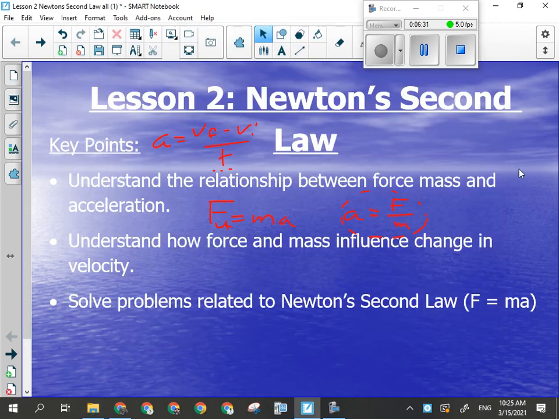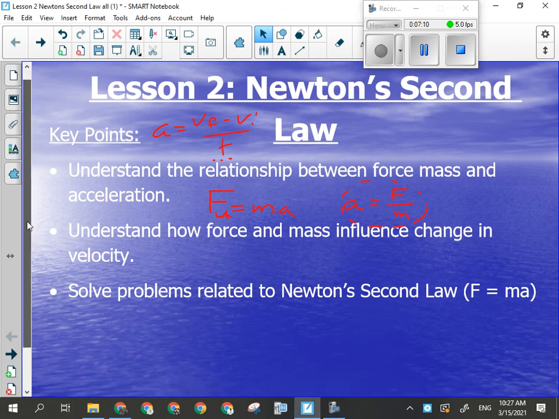All right. So, Newton's second law. The things we have to get out of today: we have to understand the relationship between force, mass, and acceleration. That's F net equals m times a. We need to understand how force and mass influence your change in velocity. That was this manipulation of the formula here. The bigger the force, the bigger your change in velocity. The bigger the mass, the less your change in velocity. That's the relationship. As long as we understand that, we understand the gist of that part of Newton's second law. And then obviously looking at solving problems related to Newton's second law.